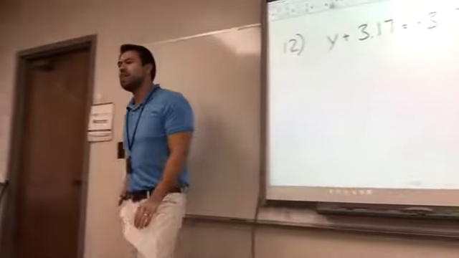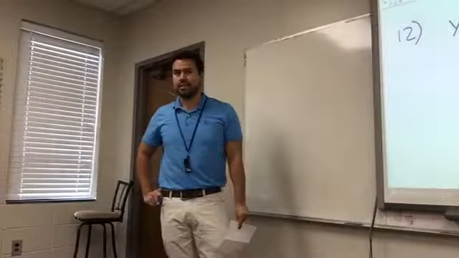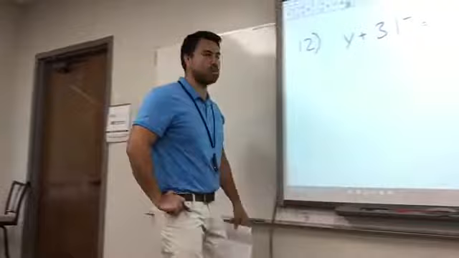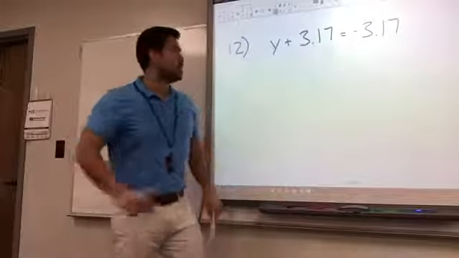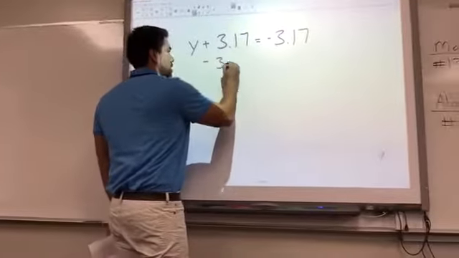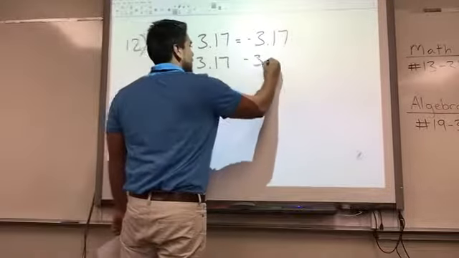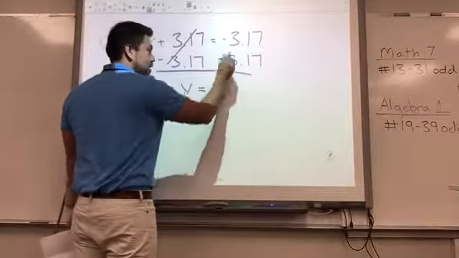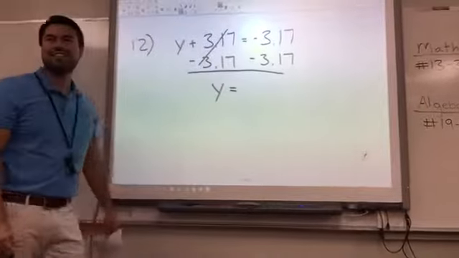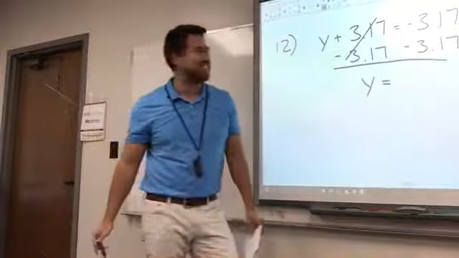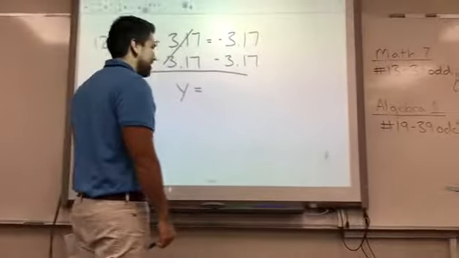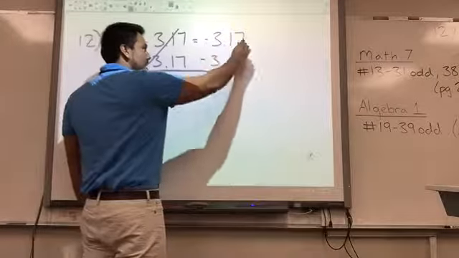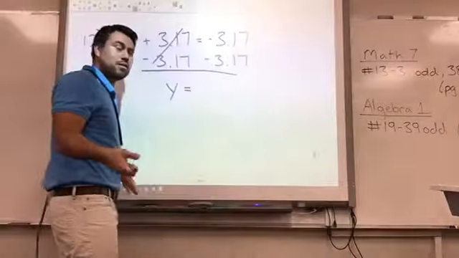Can somebody tell me what I need to do to both sides? I need to do something to both sides, just like I normally would. Subtract 3. All right, I'm going to do that from both sides. Oh, nice. y equals negative 6.33. Okay, some of you are looking at this and saying, isn't that 0?